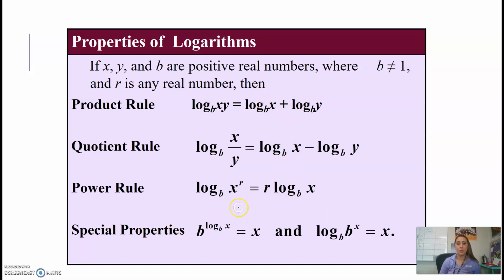We also have special properties, which are like the examples we started with, where we have b to the log base b of x is equal to x. This right here, these cancel and turn into a 1, and you're just left with x. These bases right here cancel, turn into a 1, and you're left with the exponent. So make sure you get that in your notes.